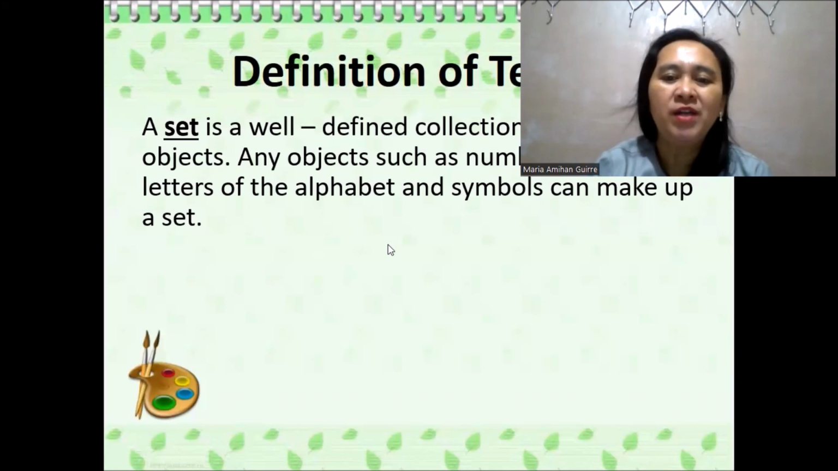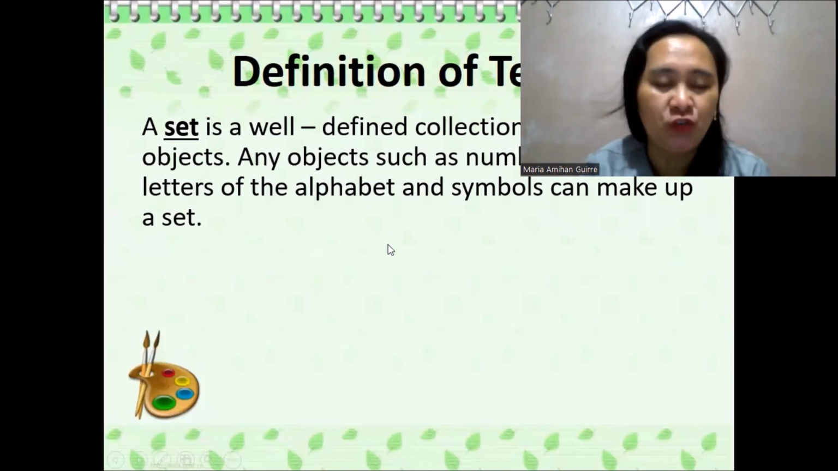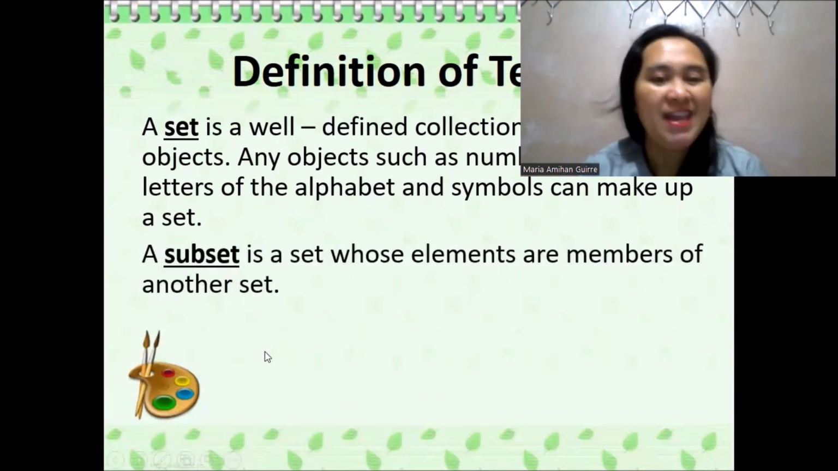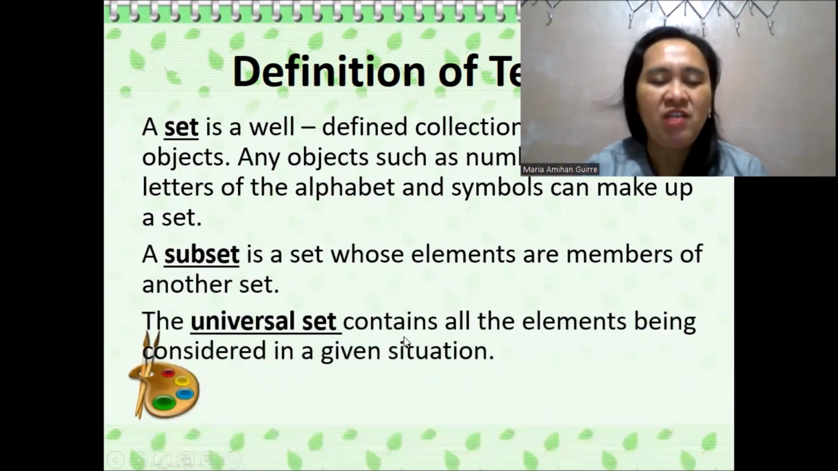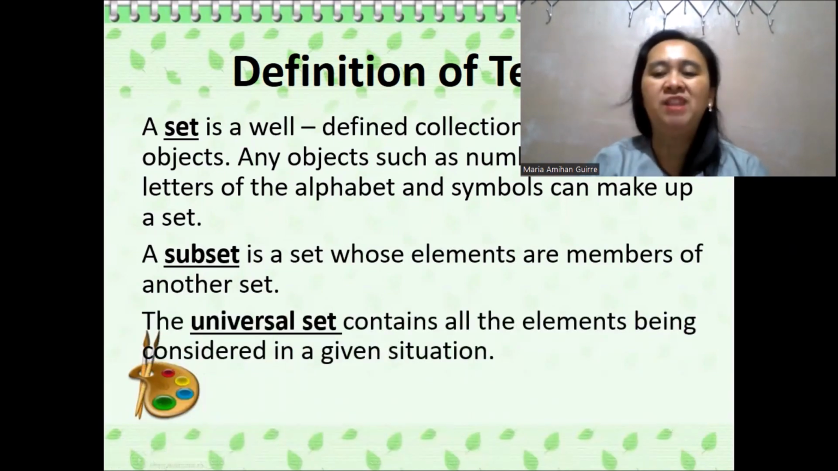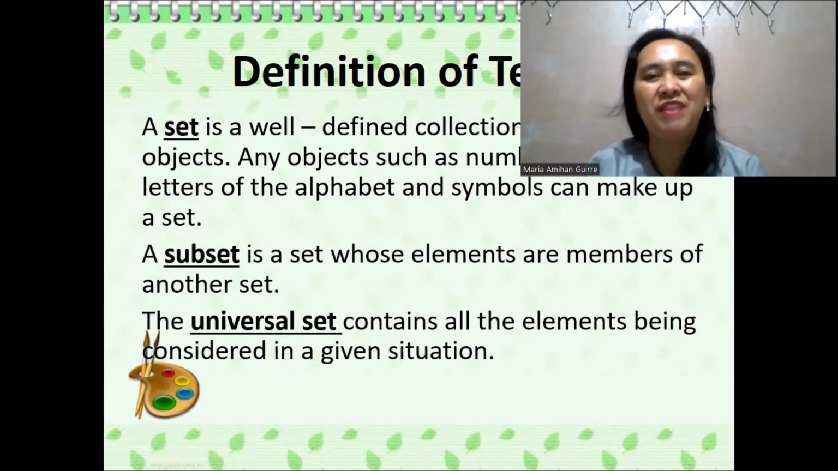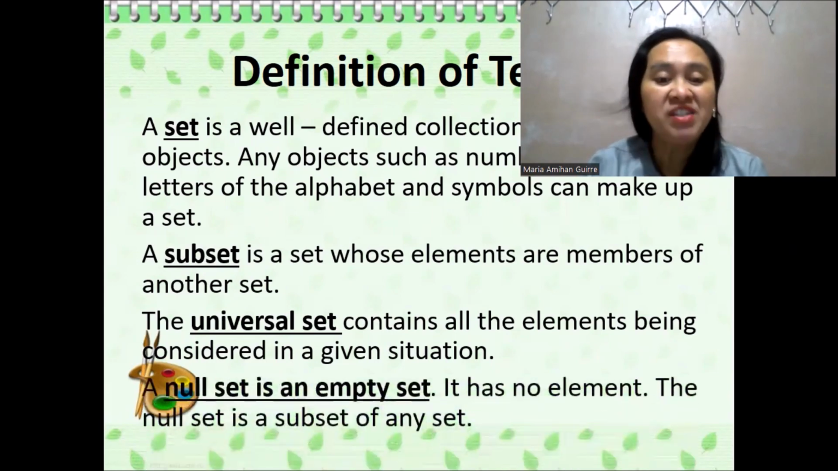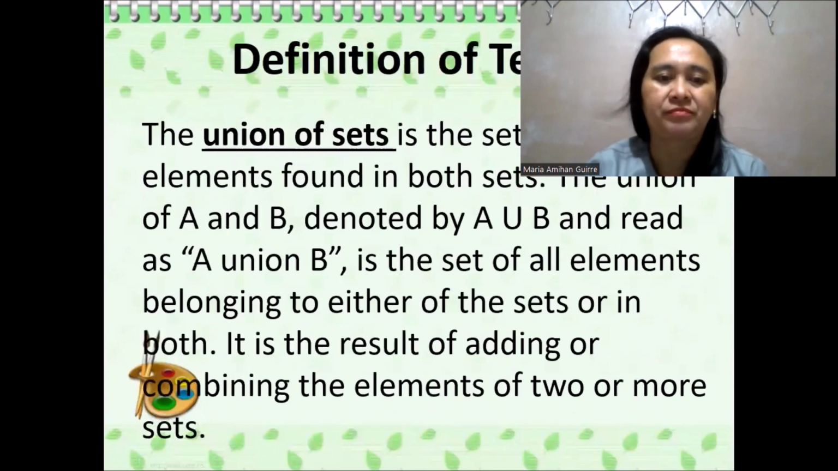A set is a well-defined collection of different objects. Any objects such as numbers, people, letters of the alphabet, and symbols can make up a set. A subset is a set whose elements are members of another set. The universal set contains all the elements being considered in a given situation. A null set is an empty set. It has no element. The null set is a subset of any set.